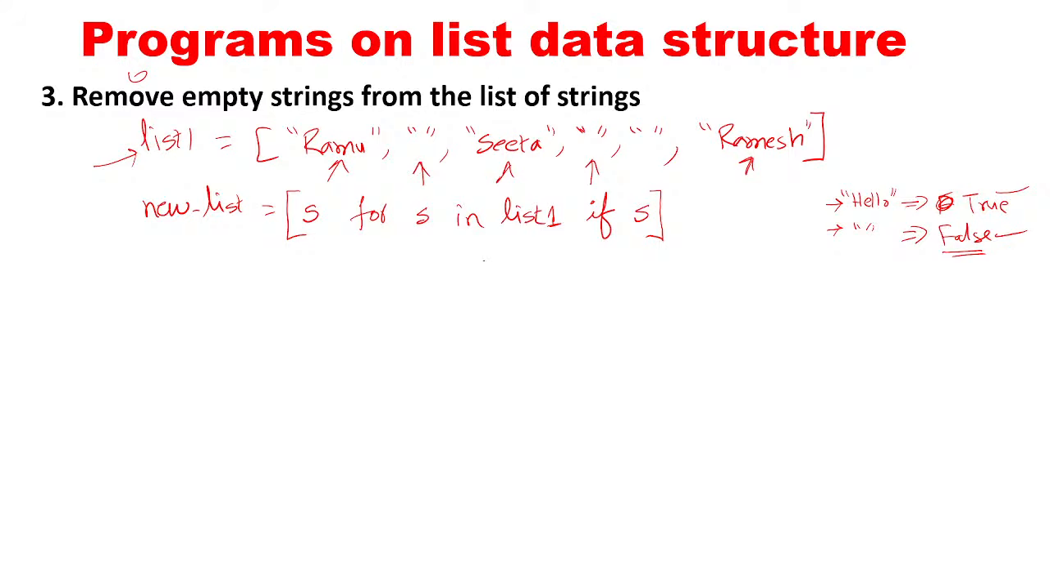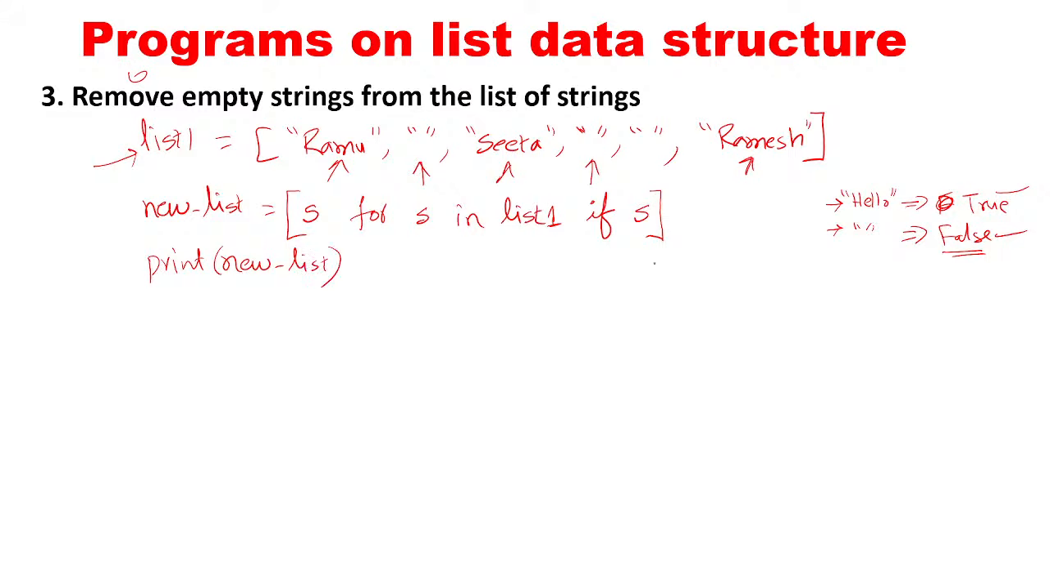It is empty, it returns a false. So this if condition you should use after the for loop. You can go on writing in line like this. You can add any number of conditions here. So this is a simple list comprehension. It gives the new list, and if you print the new list, then what does it contain?